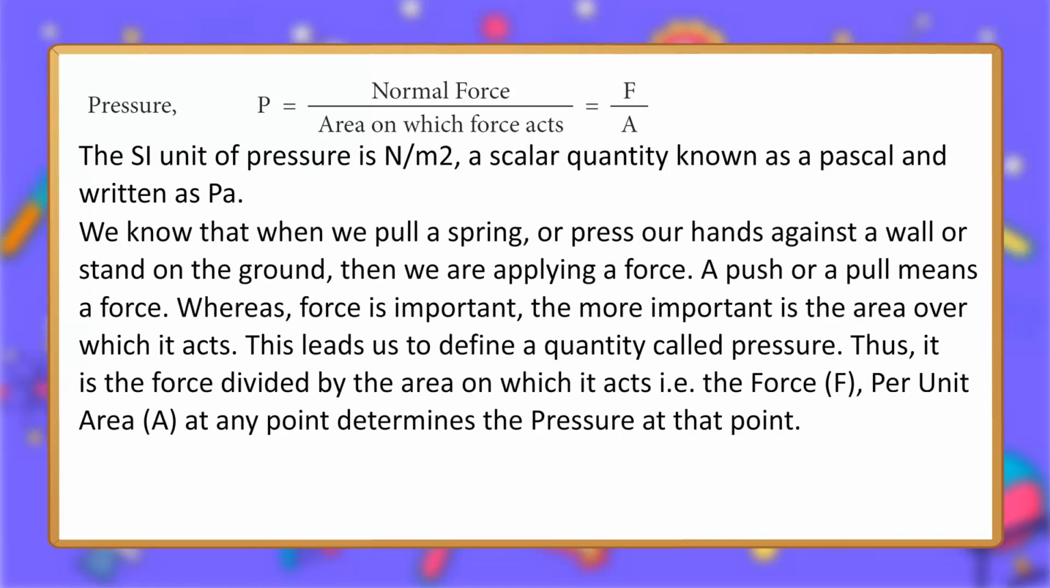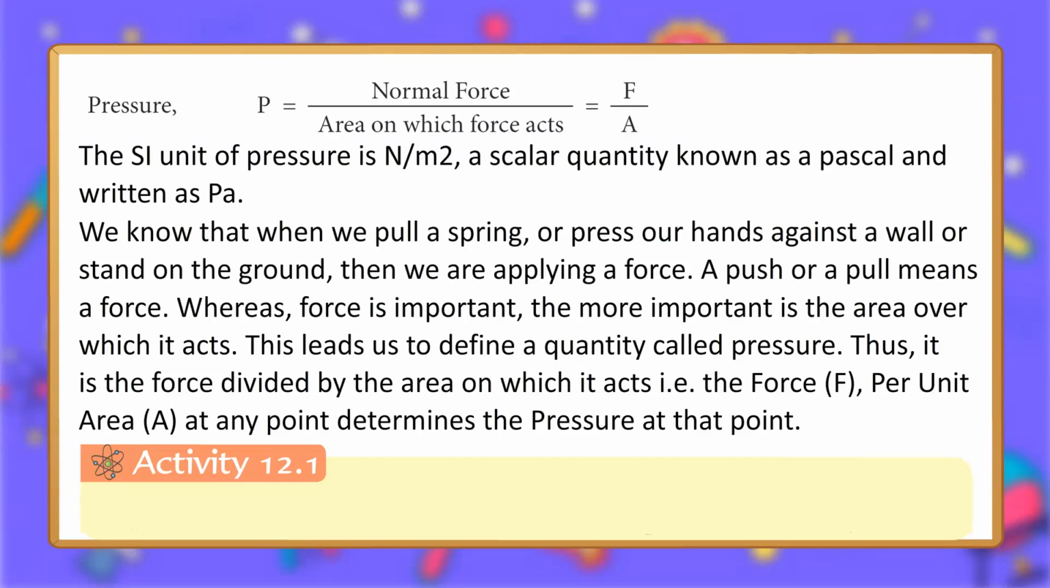We know that when we pull a spring, or press our hands against a wall or stand on the ground, then we are applying a force. A push or a pull means a force. Whereas force is important, the more important is the area over which it acts. This leads us to define a quantity called pressure. Thus, it is the force divided by the area on which it acts, i.e. the force, F, per unit area, A, at any point determines the pressure at that point.